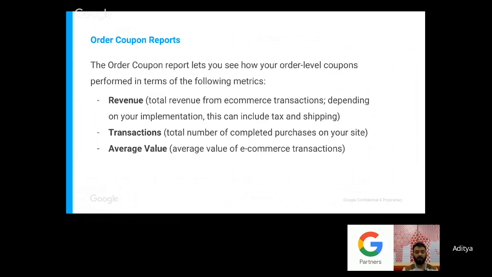Now, what are the important metrics that you can track? What is the revenue that gets generated from these order coupons? So $10,000 got generated ultimately when my coupon A was applied, compared to coupon B, where only $5,000 of revenue got generated. The total number of transactions that use that coupon code and the average value of these transactions are the important data points that you can look at. So just to take a demo, let me just open the order coupons report.